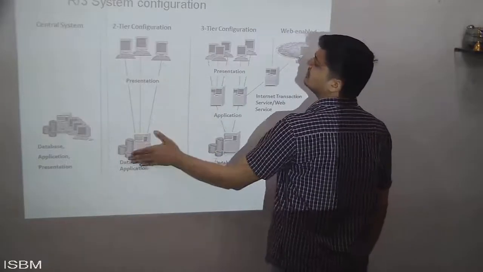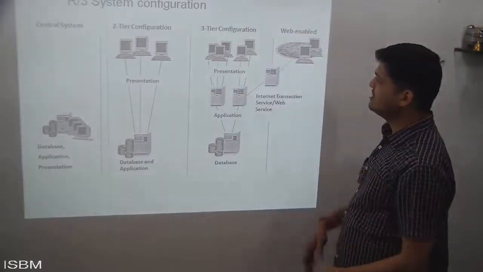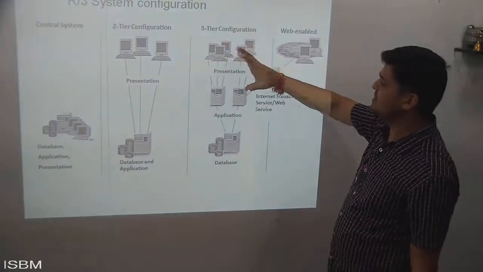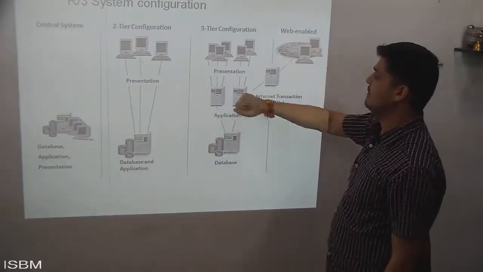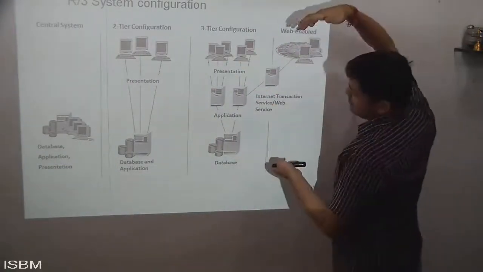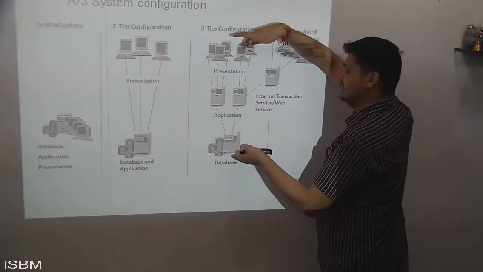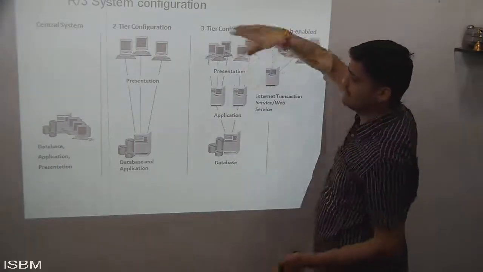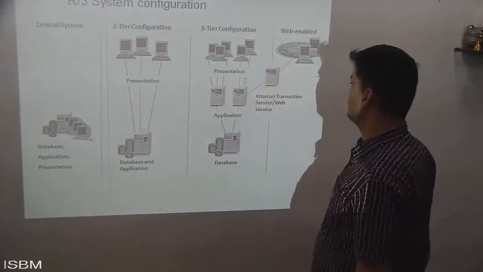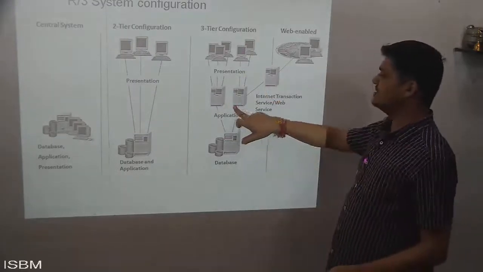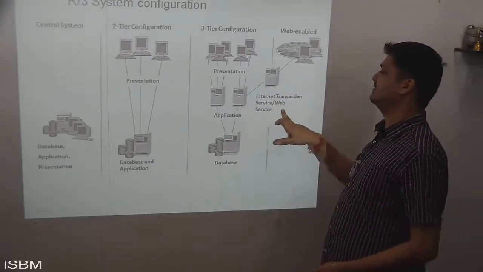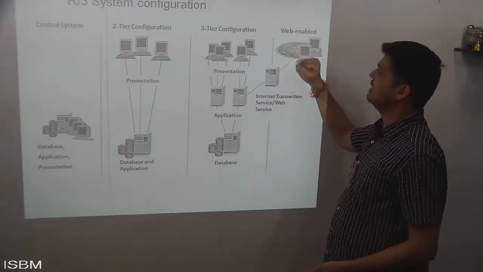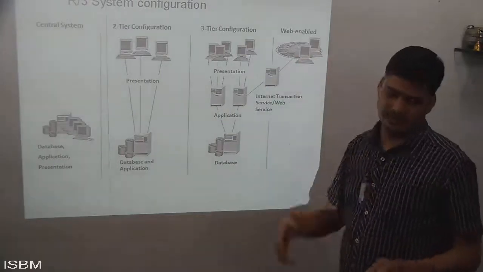So it's a two-tier architecture. And you can see in the three-tier architecture, the presentation server is different, the application server and the database server. The application server is between the database server and the presentation server. That's why it is a three-tier architecture. Your application server is nothing but your internet transaction web services, which is directly related to your web enabled.